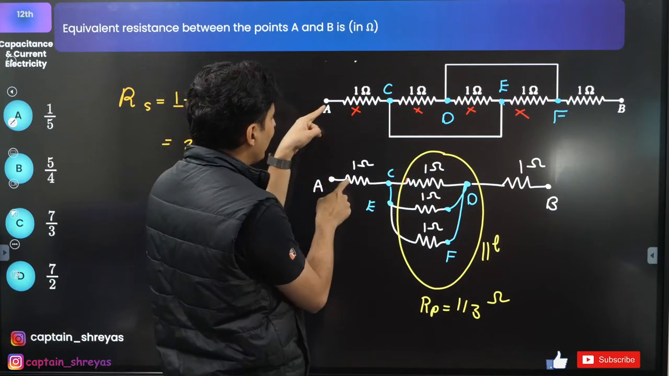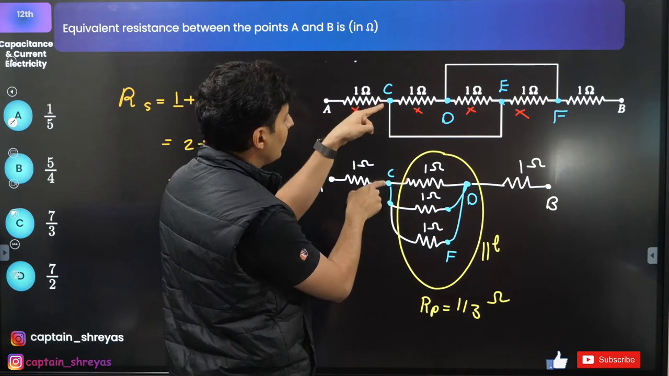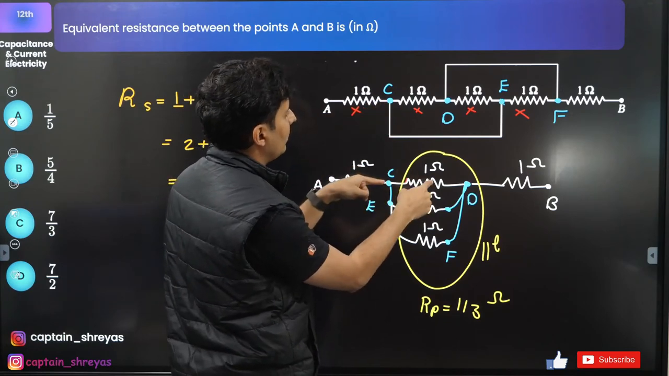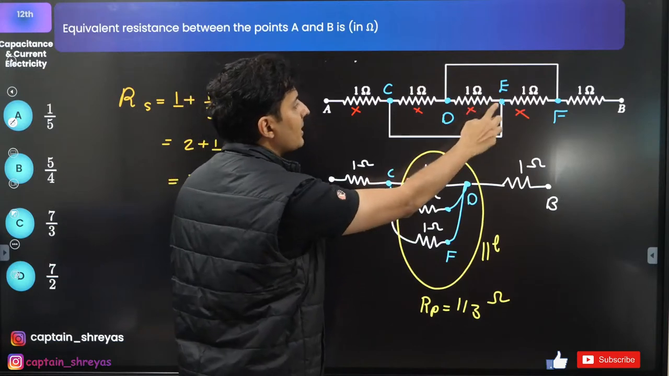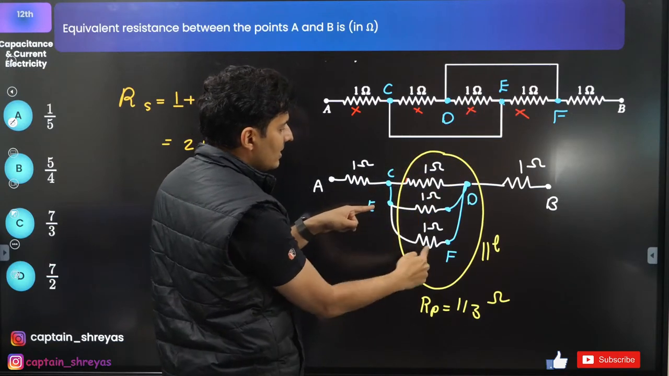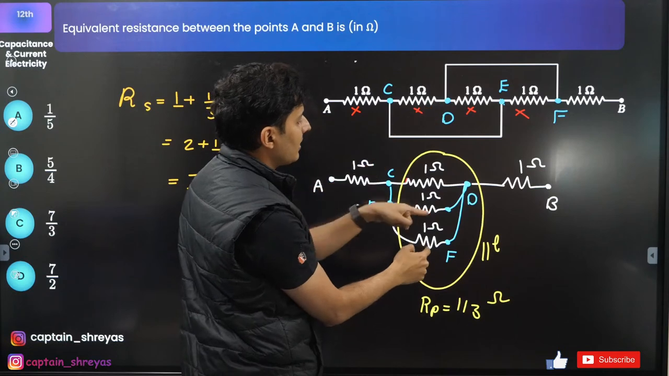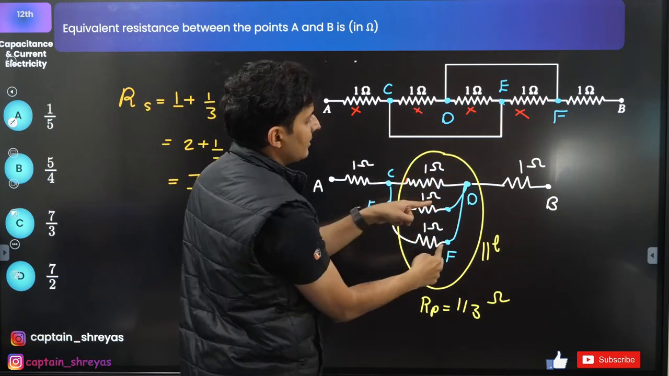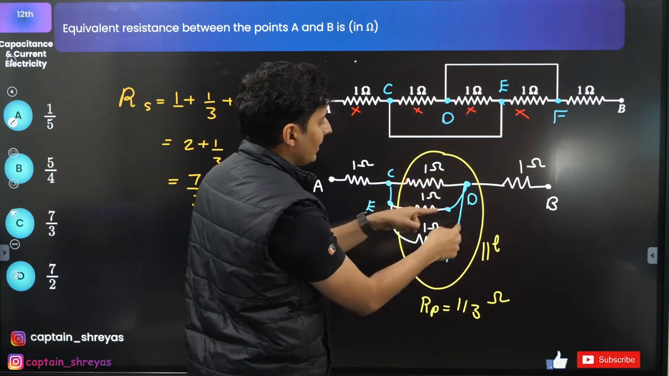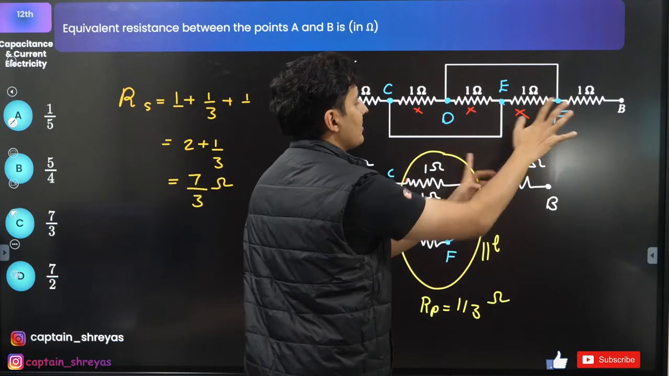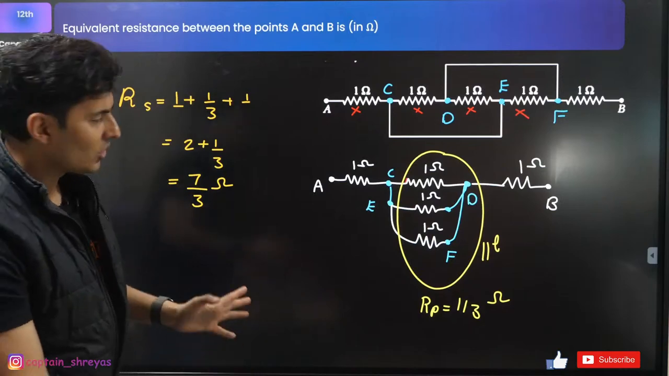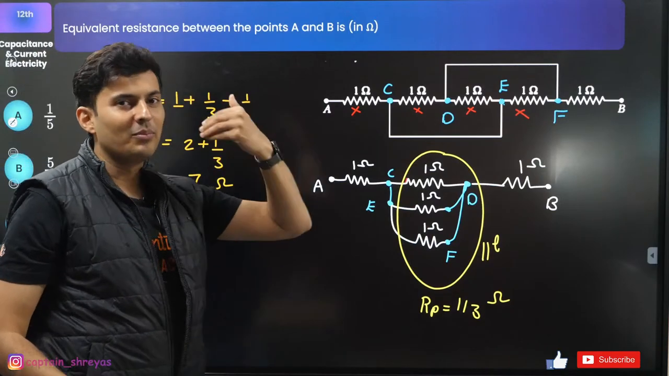I started from here. Oh, I got this resistance. Okay, I reached C. This resistance is there, I draw it here. Oh, C is connected to E. Oh, E is connected to this and this. This resistor is connected to D. This resistor is connected to F. But D and F are connected to each other. Okay. And finally, that is connected to this resistor. Oh. So, you will get it by solving more and more questions.